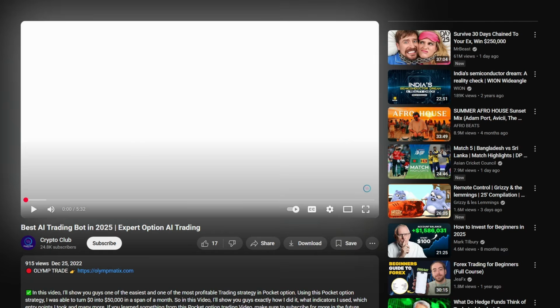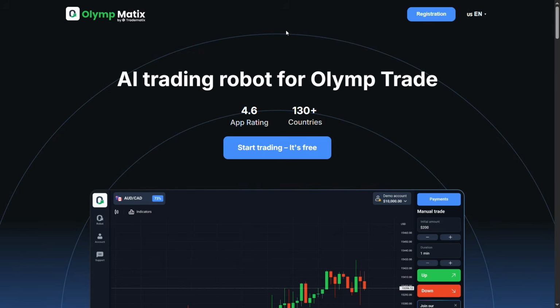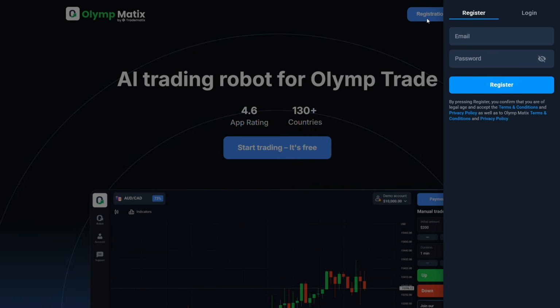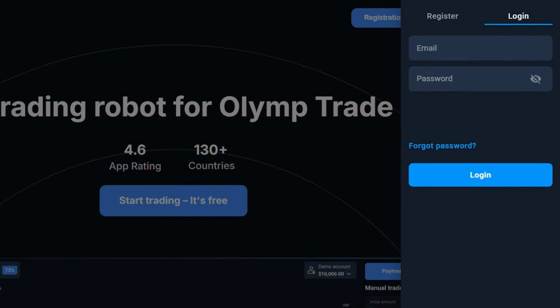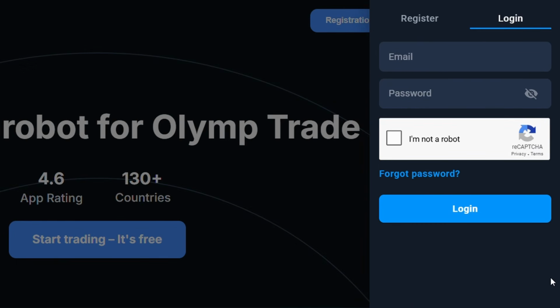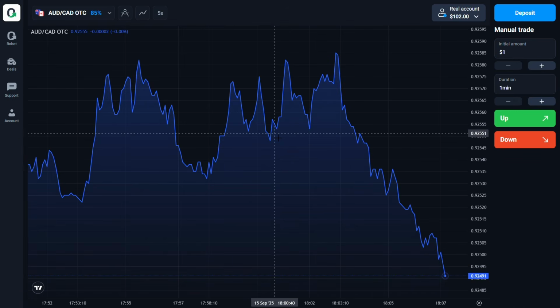To register for this application, first, you can head over to the link in the description. Here, you can register for the application using your email. If you already have an Olymp Trade account, you can use that account to log into the Olymp Matix application as well. Once you register, this is what your dashboard will look like. If you're on PC, it will look like this.